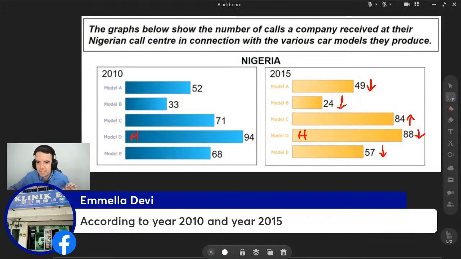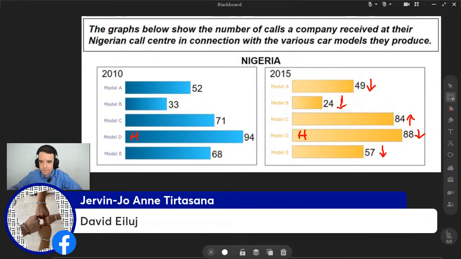According to the year 2010 and 2015. No, because the word according doesn't work like that. To say according to is to say what someone else told you. So that doesn't work there. Okay.